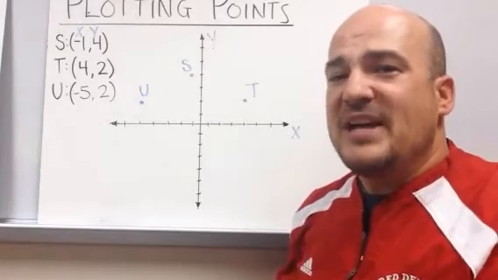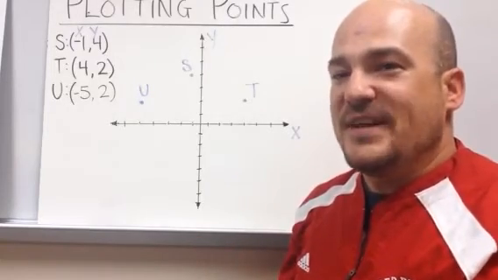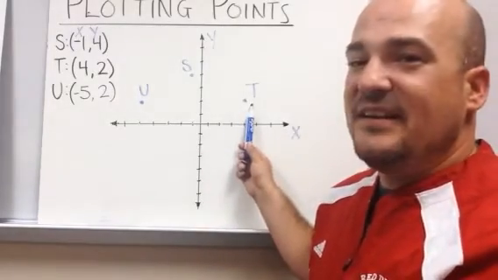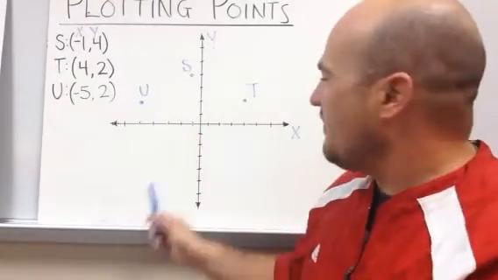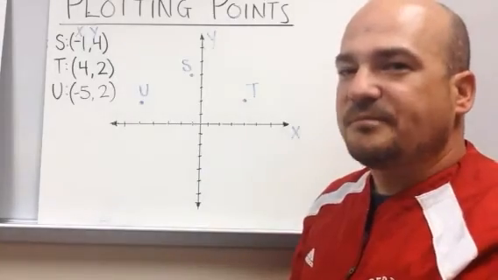Now, if the problem asks which quadrant these points are in, I could say that T is in the first quadrant, S and U are in the second quadrant. I don't have anything in the third or fourth quadrant.